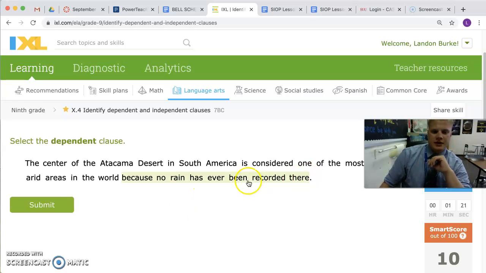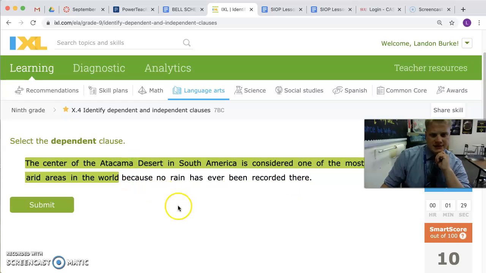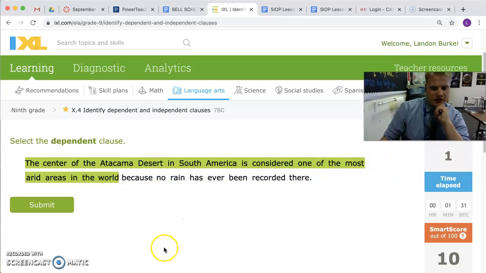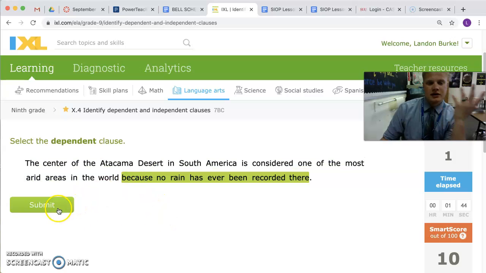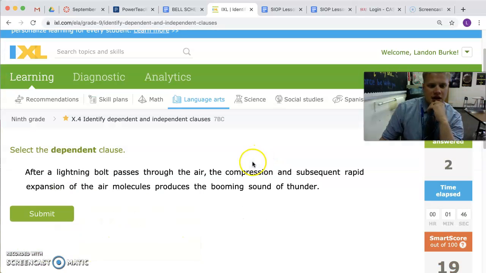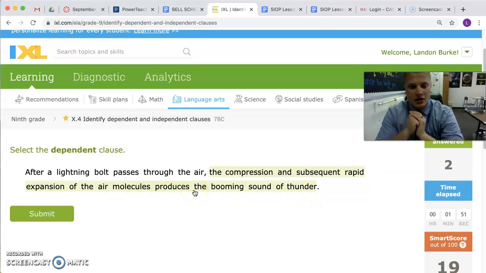So looking for another dependent clause would be this one right here, because no rainwater has ever been recorded there. Or would it be this one, the center of the Atacama, I think is how you say that, desert in South America is considered one of the most arid areas in the world. Which one could be on its own? It's this one. So you're just going to identify which one's independent, which one's dependent, and you're only going to go to 80%. Only to 80%.